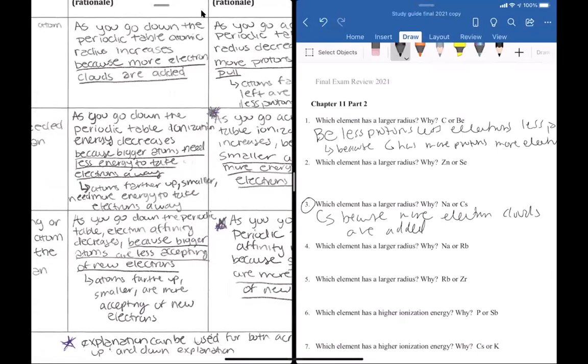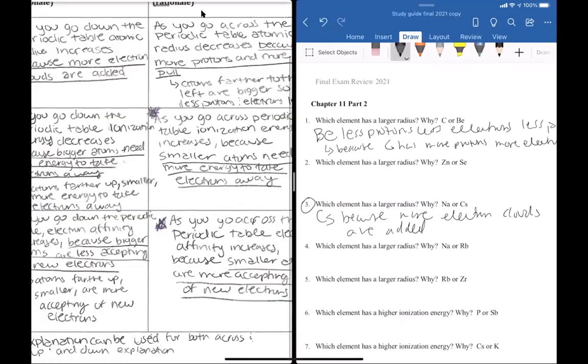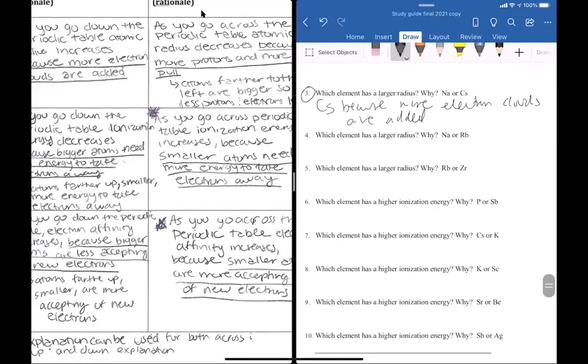So these explanations for both ionization energy and electron affinity, you can use the same explanation as you go across or you go down the periodic table. You don't have to change it. You can use that explanation that's underlined there. So let's take a look, for example, at number 6.